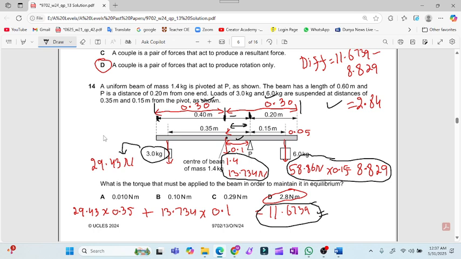So this is the anti-clockwise moment and this is the clockwise moment. He is saying that this system is not in equilibrium. So we will calculate the value of the clockwise moment by converting mass into force. Multiply 3 by 9.81 and then apply the formula. The clockwise moment is 8.829. The anti-clockwise moment is 11.6739. When you subtract these two, you will get 2.84. So the correct option is option D.